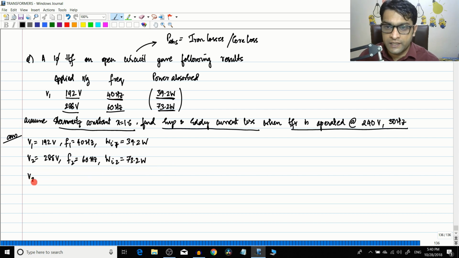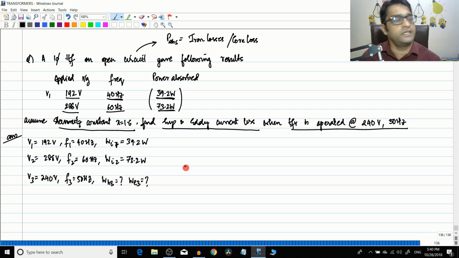And they are asking, if V3 is equal to 240 volt and F3 is equal to 50 hertz, what is the hysteresis loss WH3 and the eddy current loss WE3. So this is the question they are asking. So we have to indirectly find in which case of the problem it is coming.